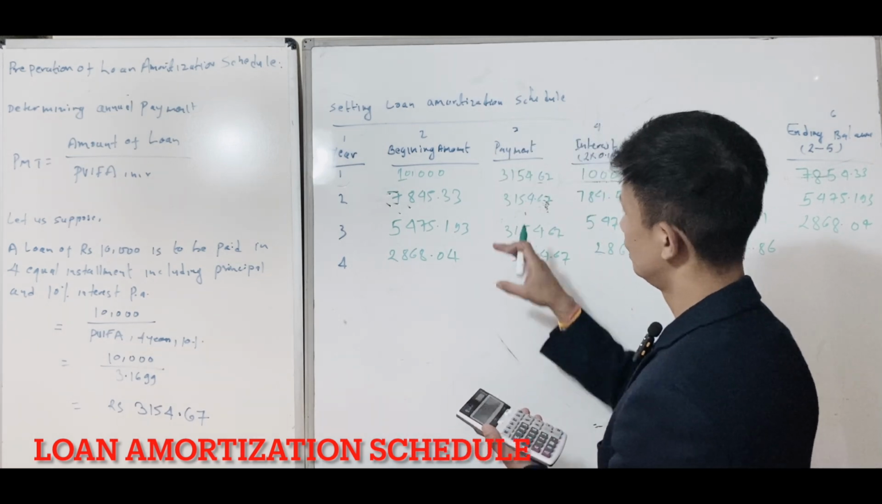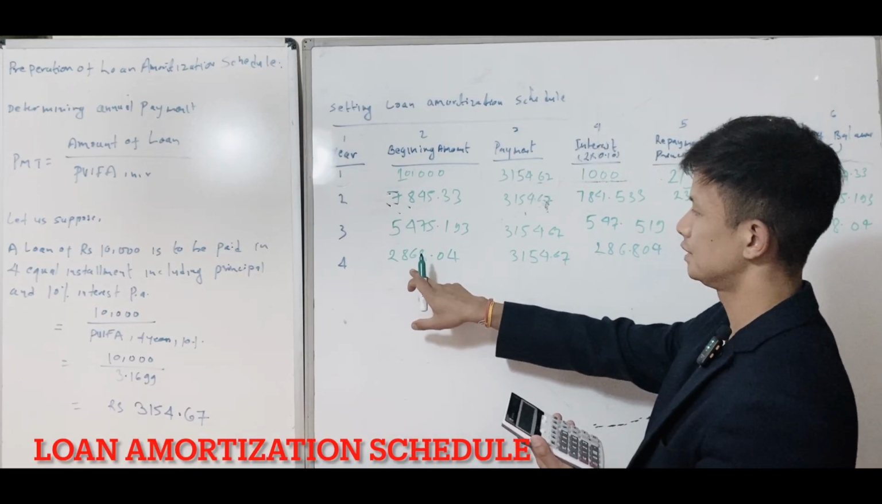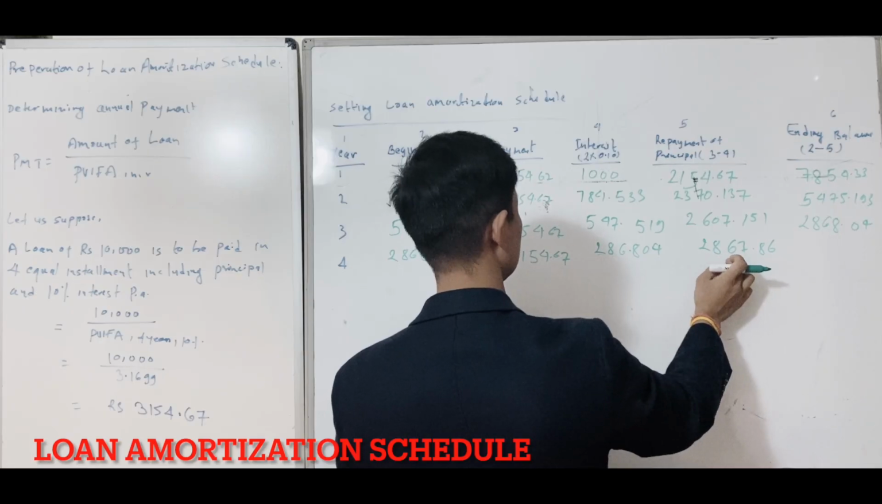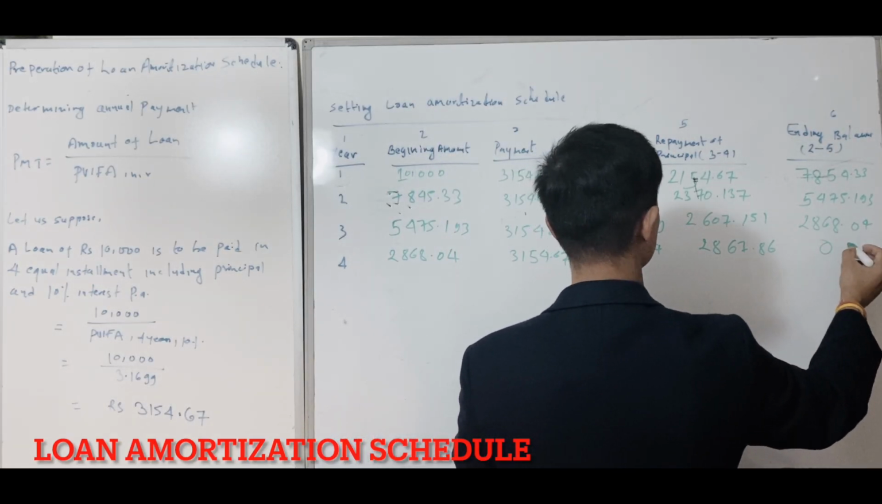Ending balance is column 2 minus column 5. In column 2, you can see 2868.04, and the repayment is 2867. So there is zero balance left at the end of the year.